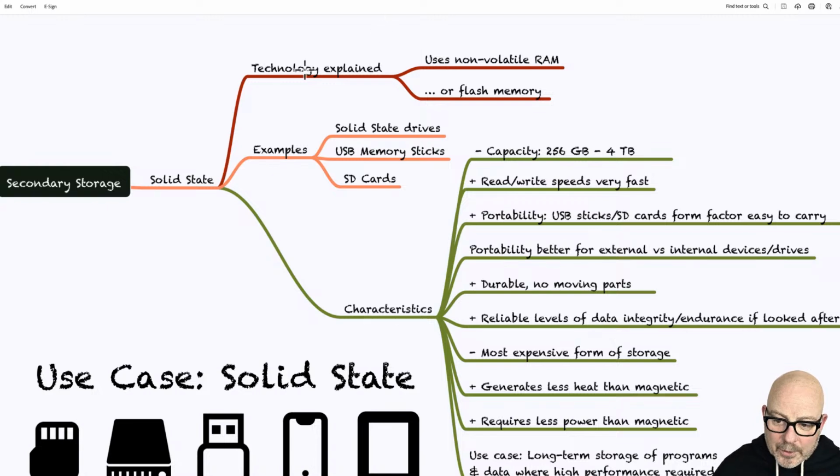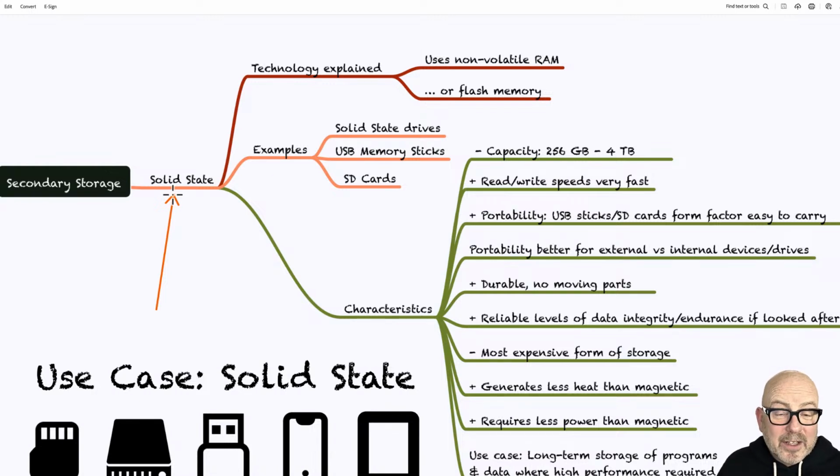Okay, so let's think about solid state. Solid state is this guy here. This is the Gucci of storage devices. It tends to be expensive. This is where you need to know the characteristics of each of these types of storage. So we're going to look at solid state, we're going to look at magnetic, and we're going to look at optical. Optical involves a disc, either a DVD or a CD.